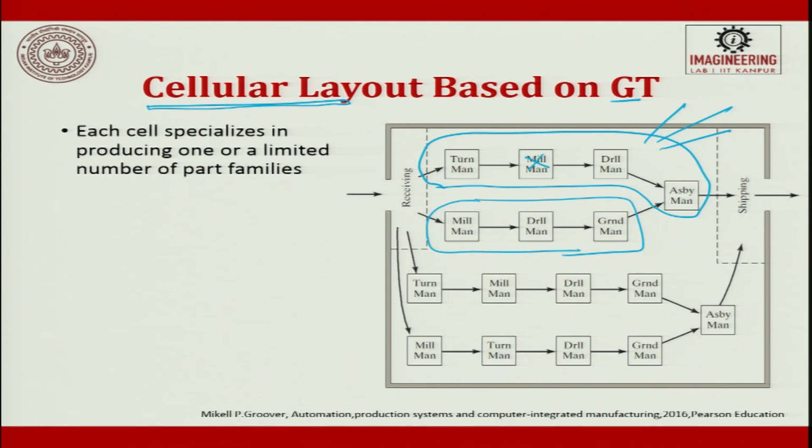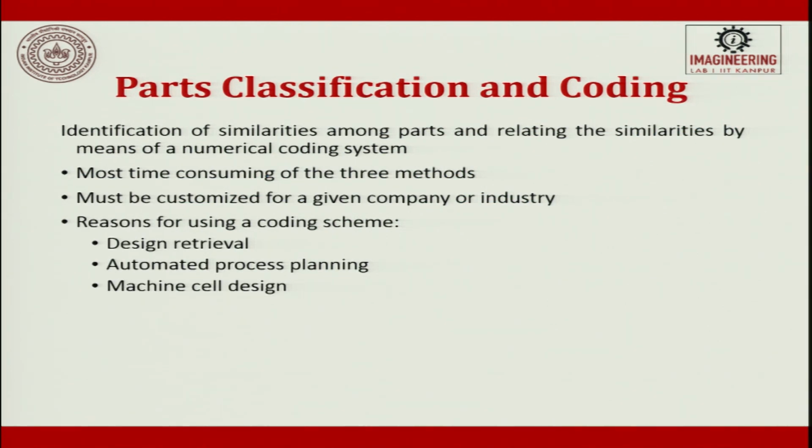So, cellular layout is a new concept wherein we group machines based upon the part to be produced, producing one or a limited number of parts in a part family. The next one is part classification and coding. Classification and coding is very important. Identification of similarity among parts and relating the similarity by means of a numerical coding system is very important.